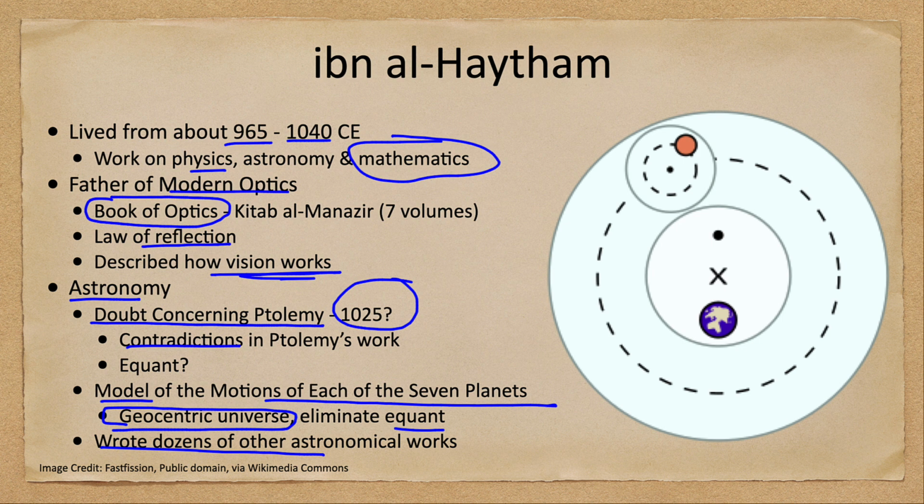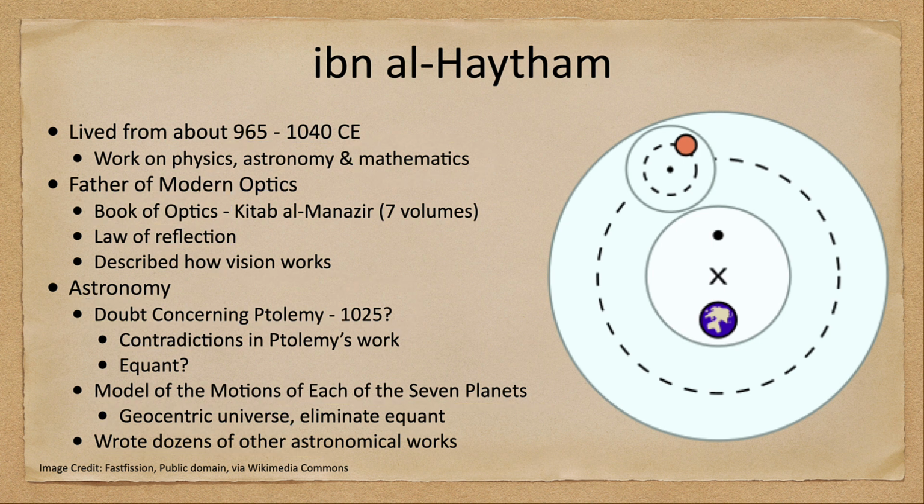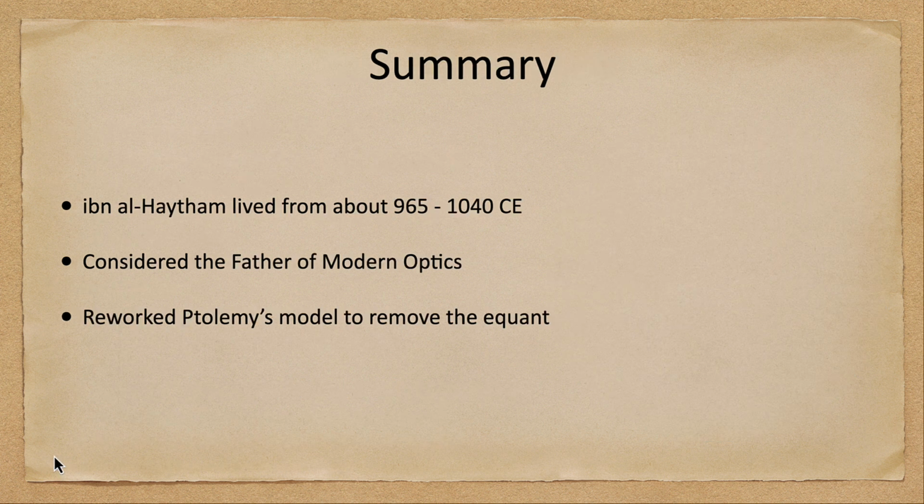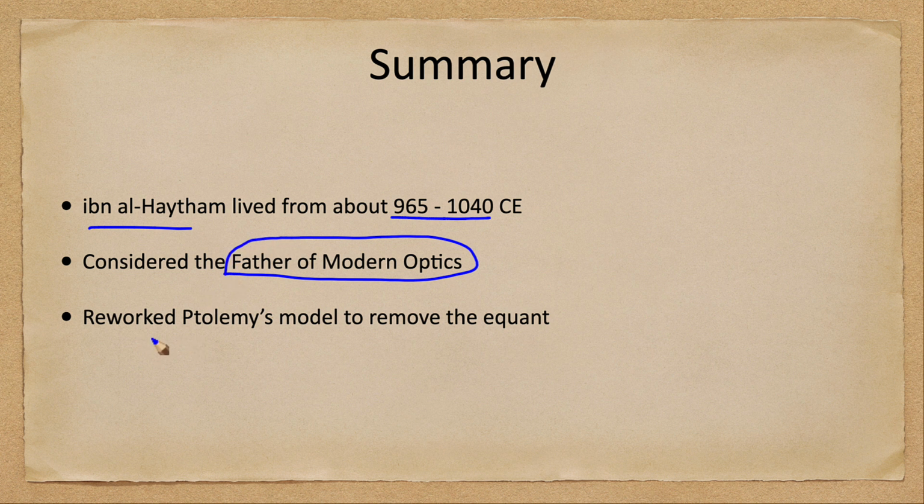So let's go ahead and finish up here with our summary. What we've looked at today was, we talked about Ibn al-Haytham, who lived from about 965 to 1040, considered the father of modern optics. And then he reworked Ptolemy's model to remove the equant, which had caused problems for a lot of astronomers. So that concludes this discussion on astronomer Ibn al-Haytham.